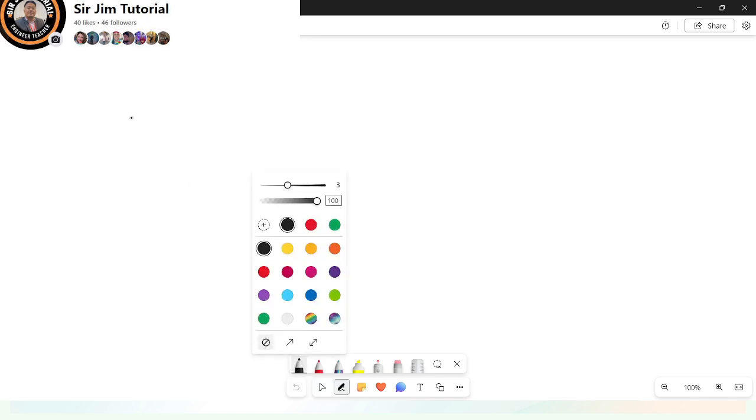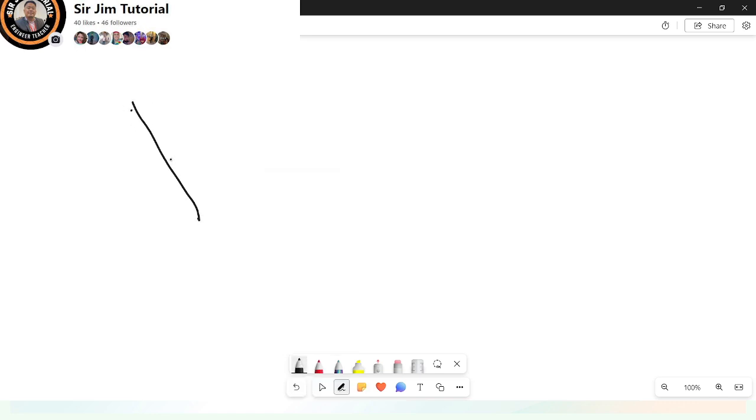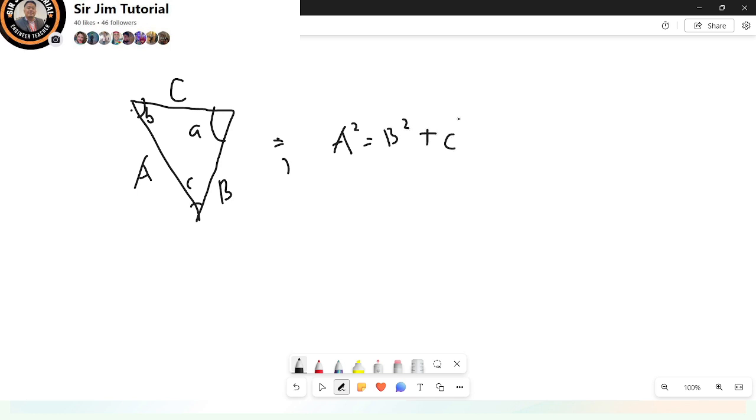In trigonometry, if you have this one, the law of cosine, if this is A, this is B, and this is C, right? So this one is small b, the included angle, and this is the cosine law. If you remember, you have A squared is equal to B squared plus C squared minus 2BC cosine of A. Take note, this one and this one are the same.